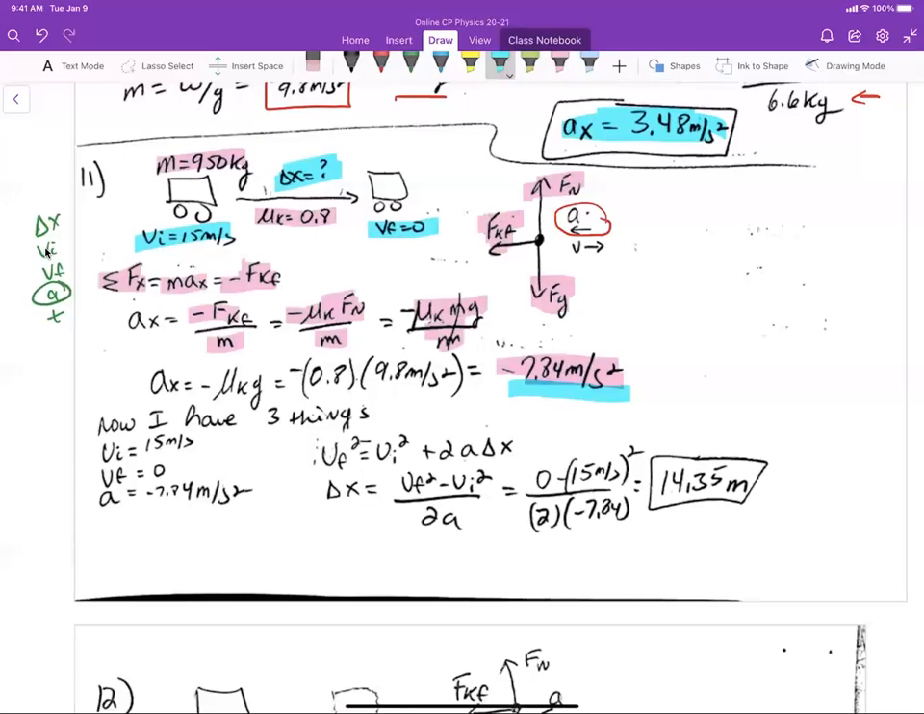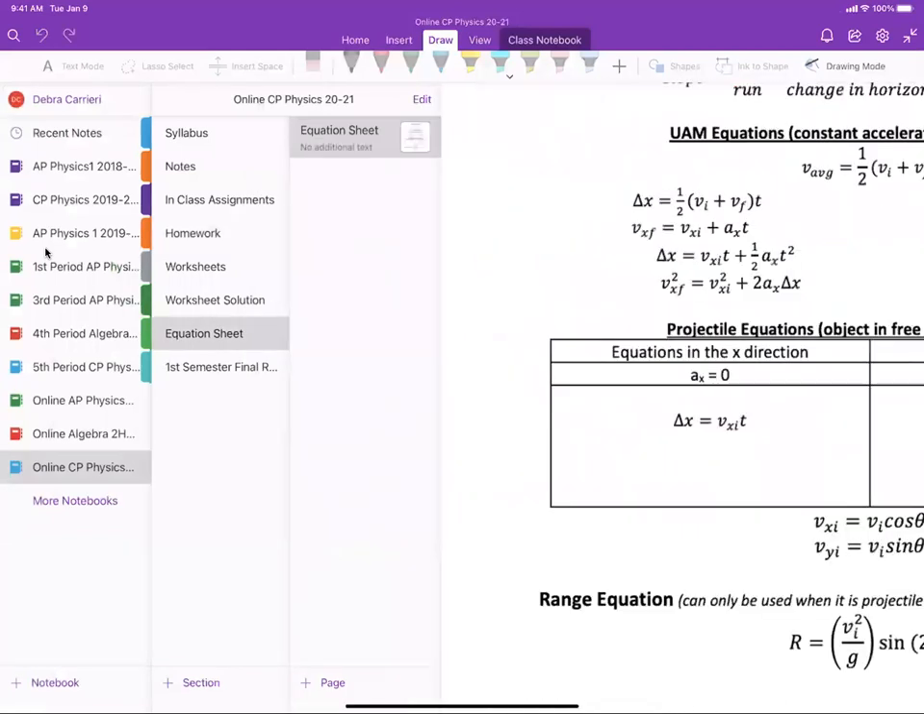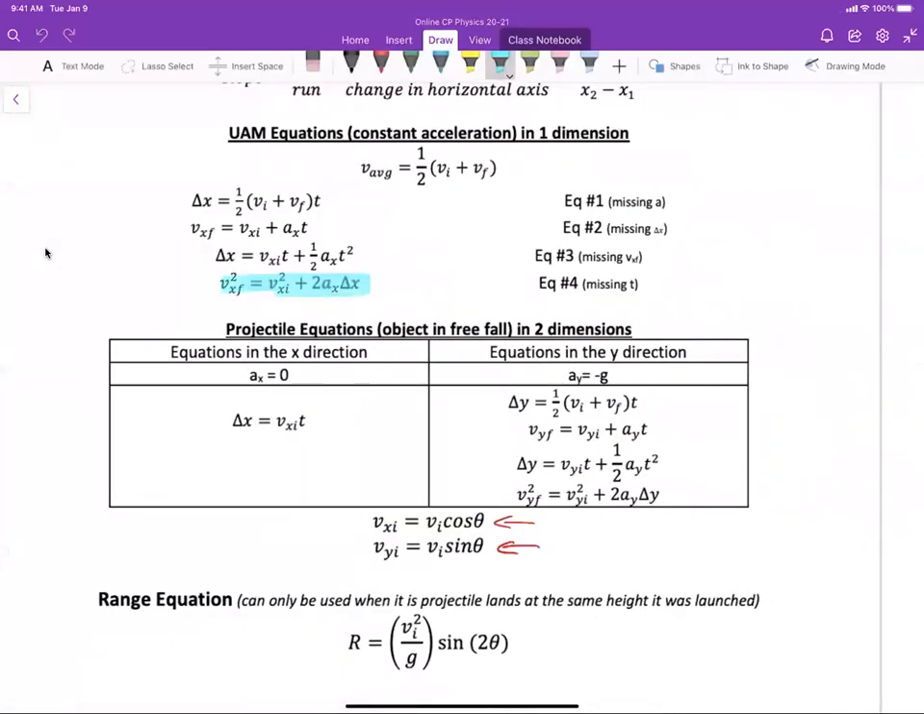Okay, now I have three things. I have initial velocity, final velocity, and acceleration. I can now solve for delta x. The equation that I would use for that is my third kinematics equation, which is on my equation sheet, right? I'm sorry, it's my fourth, how I have it listed here. I'm looking for displacement. I have the final velocity, initial velocity, and acceleration. So that is the only equation that would work for me.